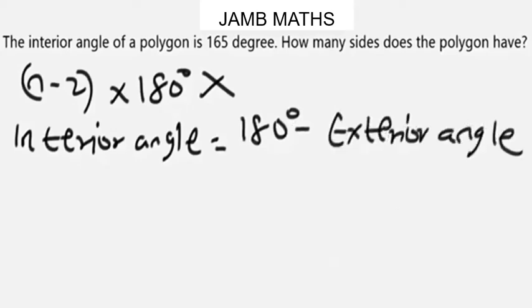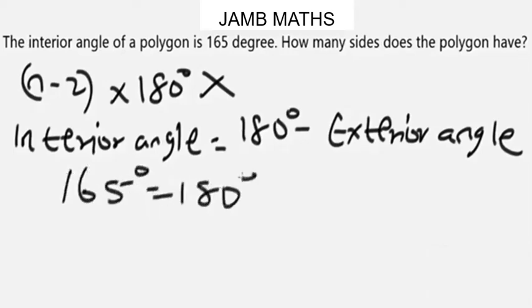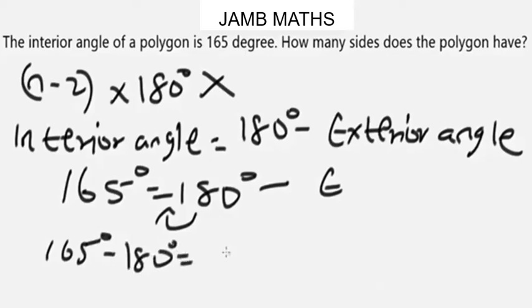Okay, so for this formula we have now, we're going to use it to find the exterior angle first. The interior angle given in this question is 165 degrees, which equals 180 degrees minus, let's represent the exterior angle with E. Now to make this exterior angle positive, this 180 degrees crosses over the equality sign and changes to negative. We're going to have 165 degrees minus 180 degrees equals minus E, which is the exterior angle.